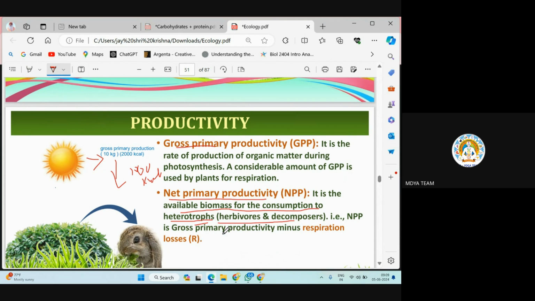So net primary production is gross primary production minus respiration losses. What are respiration losses? Respiration losses means the amount of energy or biomass plants are using. So it will be respiration losses. So is it clear?